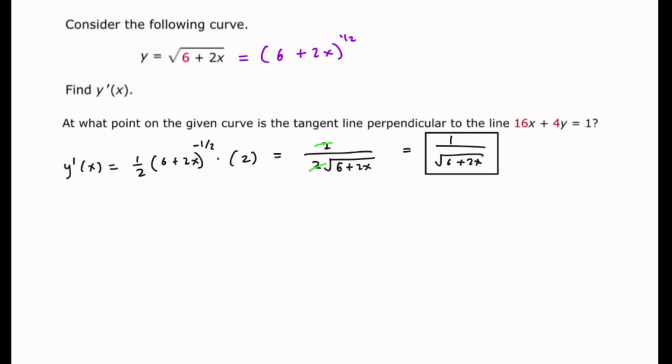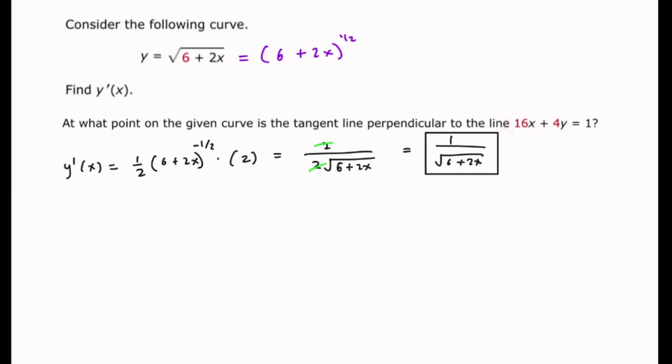Now the next thing we're going to do is find where the tangent line should be perpendicular to this line. So first thing we're going to do is find the slope of this line, because two lines are perpendicular if and only if their slopes are negative reciprocals. So once I know the slope of this, I take its negative reciprocal.